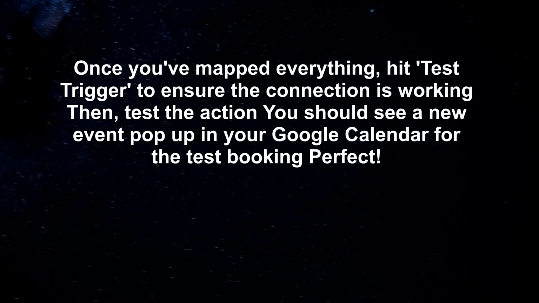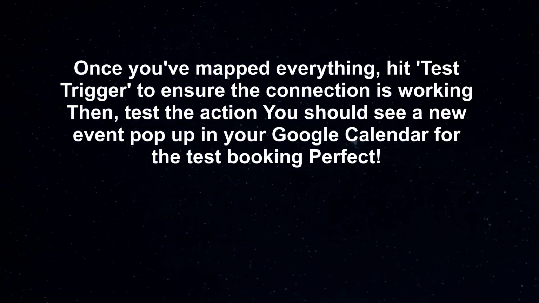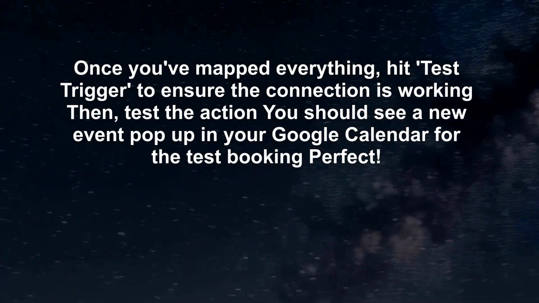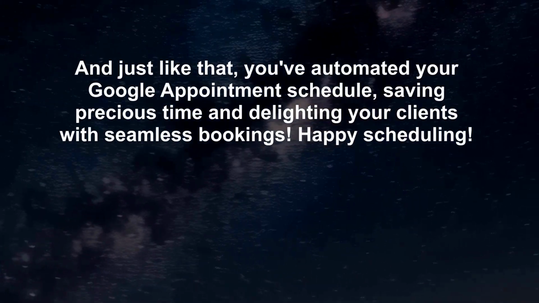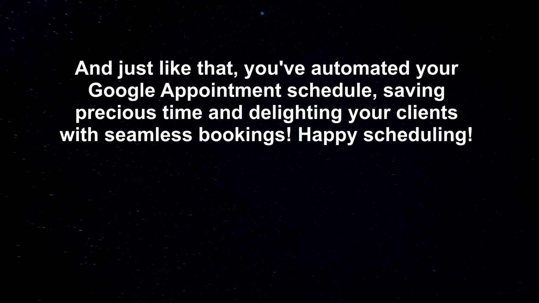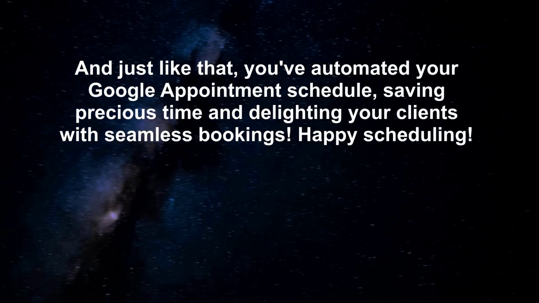Once you've mapped everything, hit Test Trigger to ensure the connection is working. Then, test the action. You should see a new event pop up in your Google Calendar for the test booking. Perfect. And just like that, you've automated your Google Appointment Schedule, saving precious time and delighting your clients with seamless bookings. Happy scheduling!